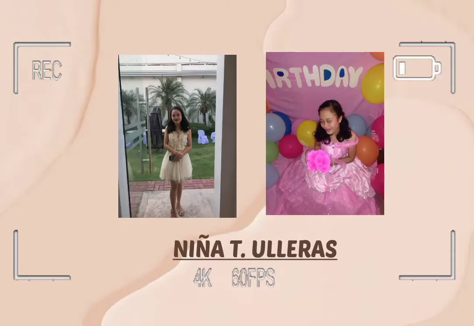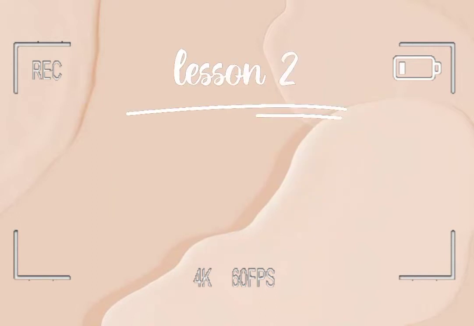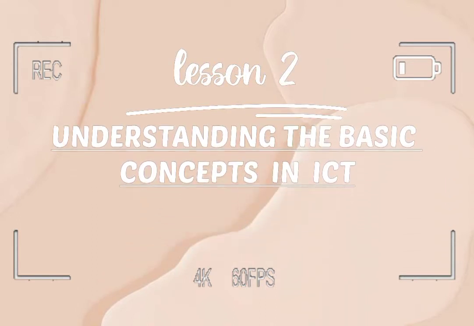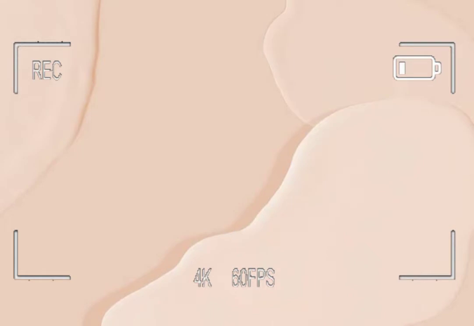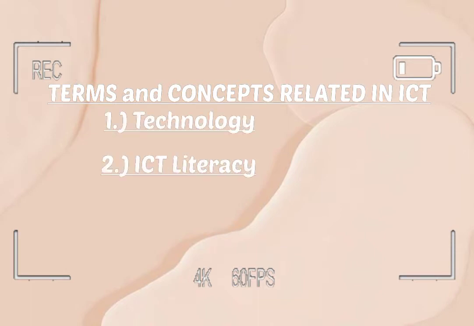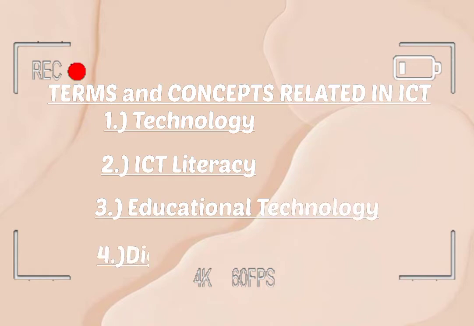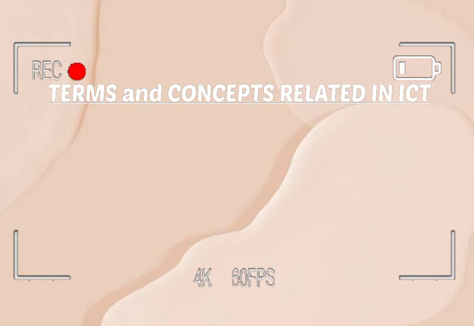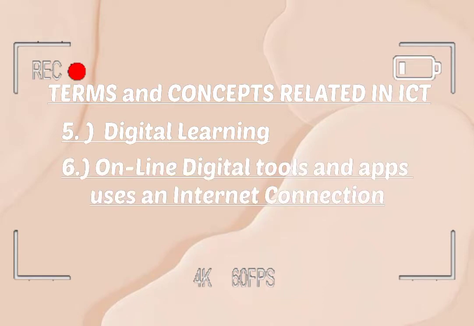Olieras and I choose the topic of lesson 2, which is understanding the basic concepts in ICT. In lesson 2, we have here the terms and concepts related in ICT. First is technology. Second, ICT literacy. Third, educational technology. Fourth, digital literacy. Fifth, digital learning. Sixth, online digital tools and apps that use an internet connection.